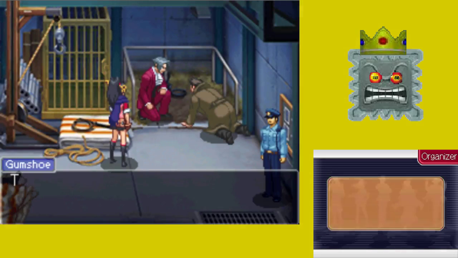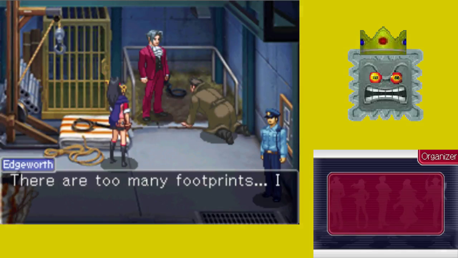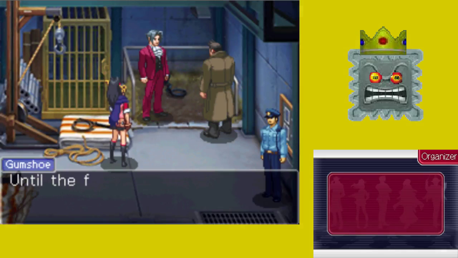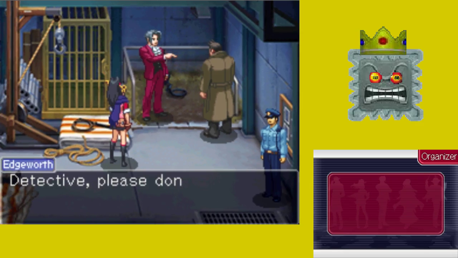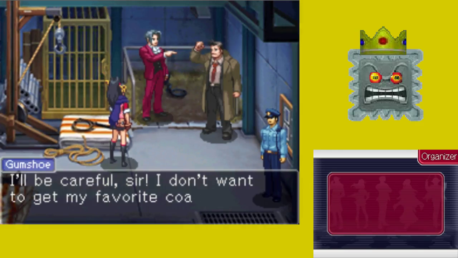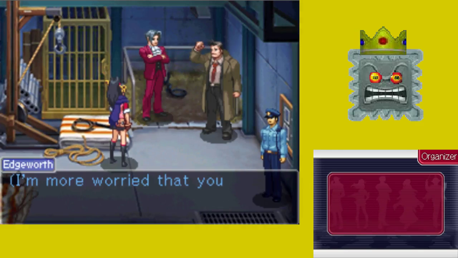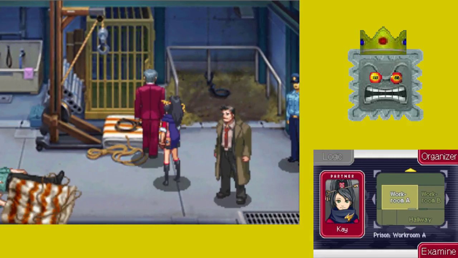This section of the room is covered in dirt. The dirt is soft and his footprints are on it, so... There are too many footprints. It won't be easy to identify them all. Until the forensics arrives, we shouldn't tamper with this area. Detective, please don't trip and fall in the dirt. I'll be careful, sir. I don't want to get my favorite coat dirty. I'm more worried that you'll mess up the footprints.